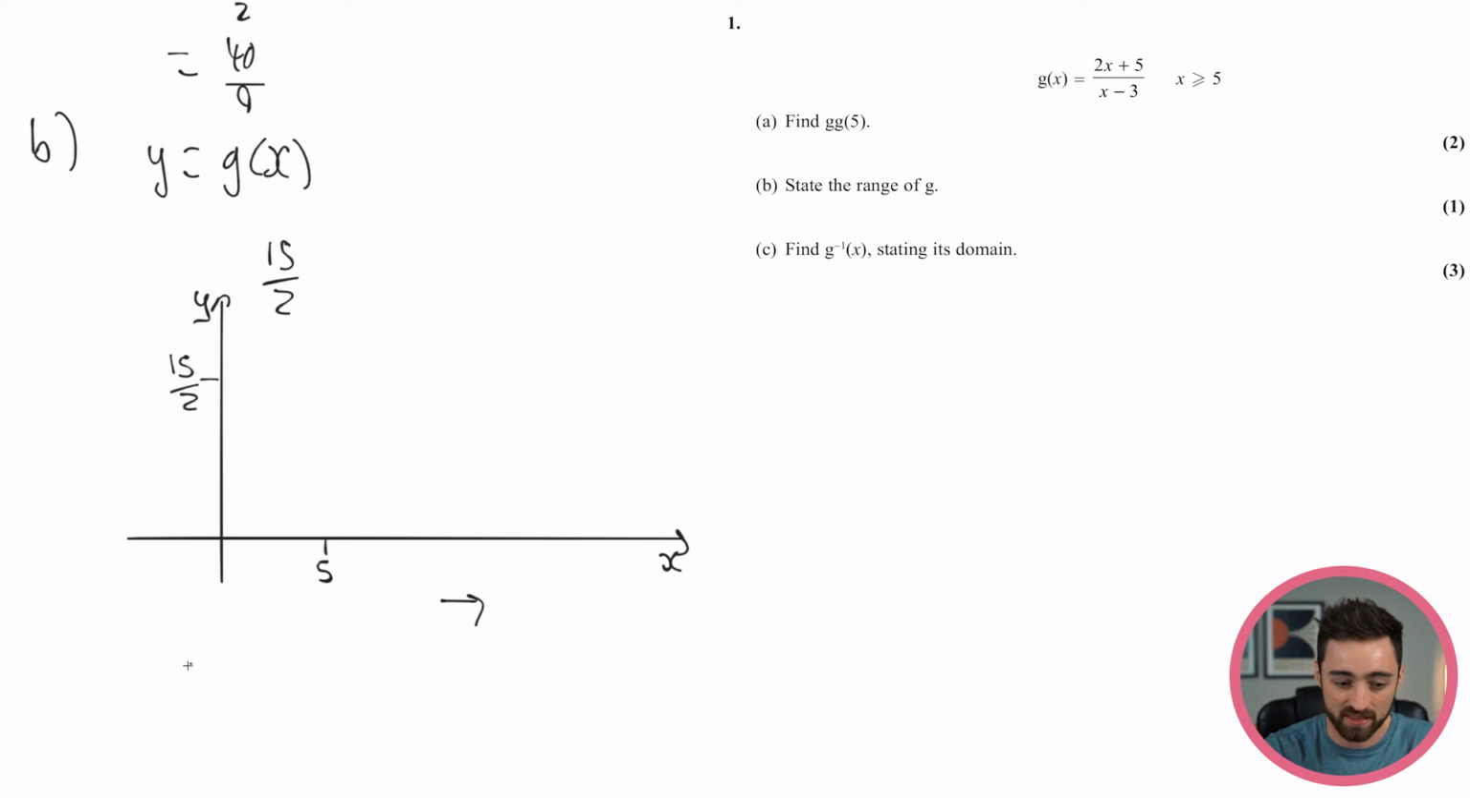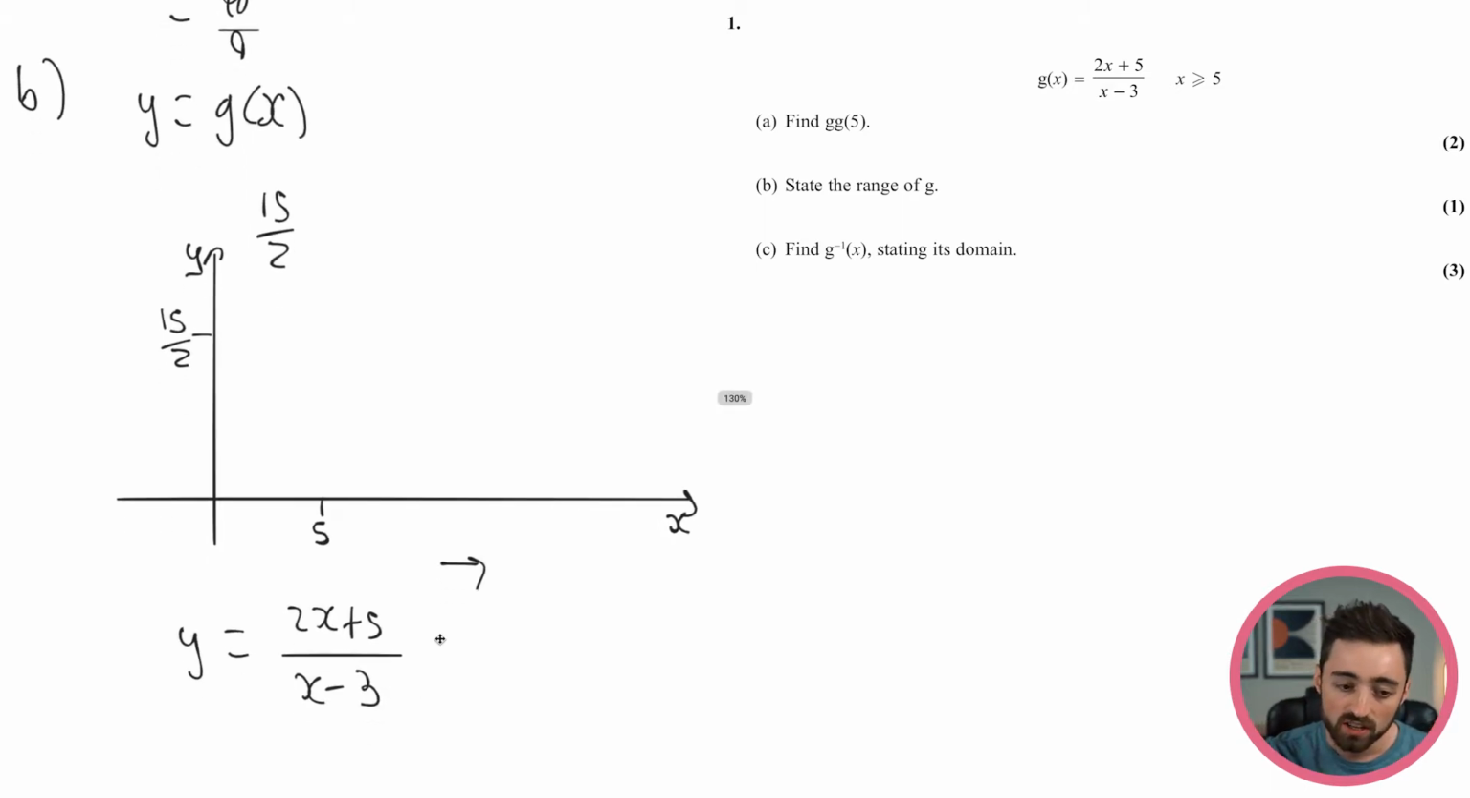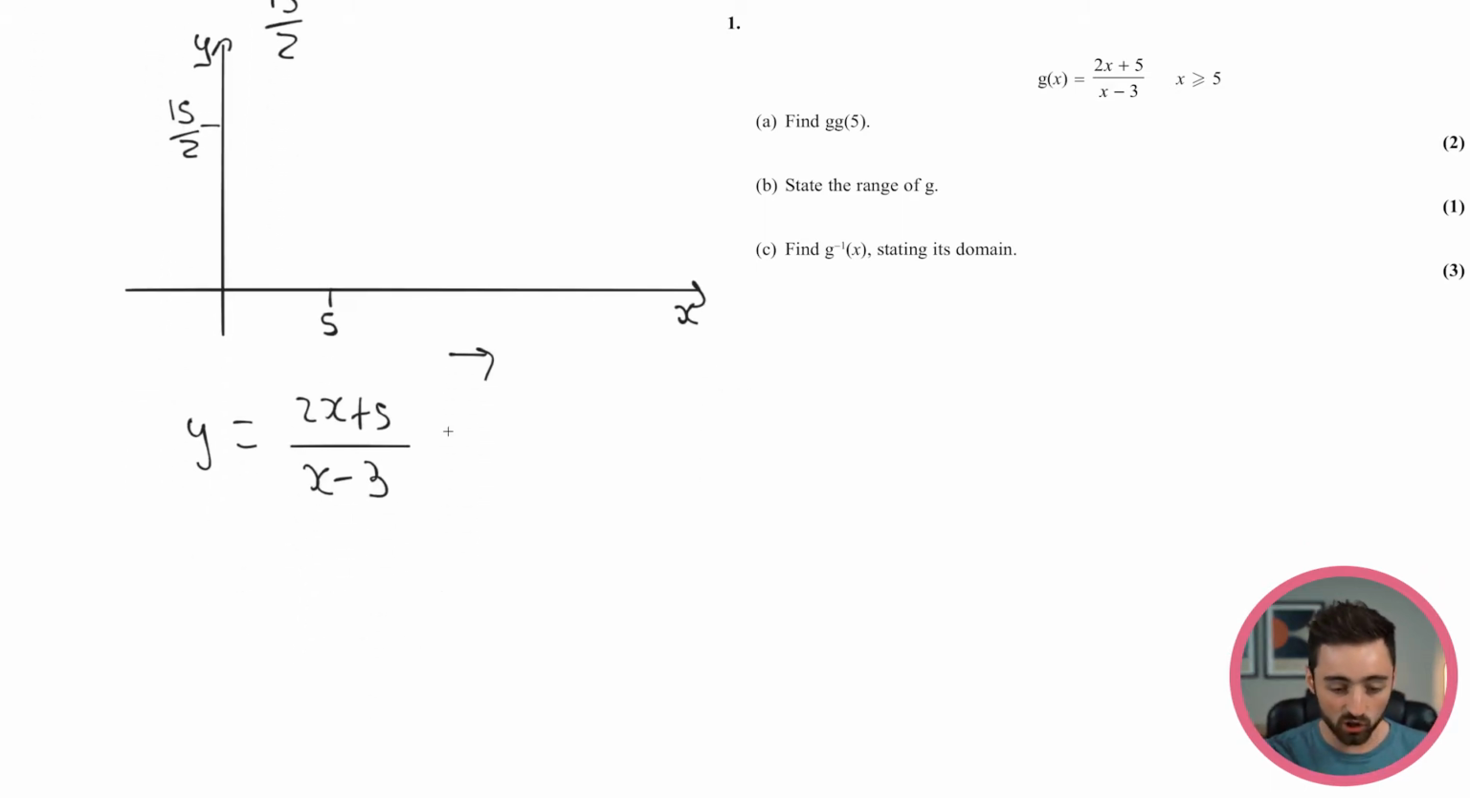So let's have a think. If y equals 2x plus 5 divided by x minus 3, a couple of different ways that I can work out the long-term behavior here. So the first one is I could look at the dominant terms in this fraction as x gets massive. So take the top, for example. I've got 2 times x, and imagine x is a billion, okay? So I've got 2 times a billion, and then I'm adding this 5.